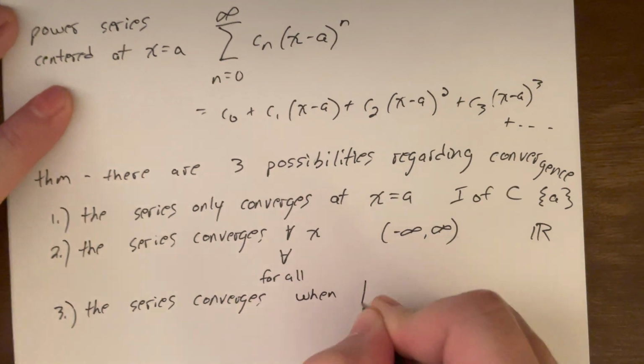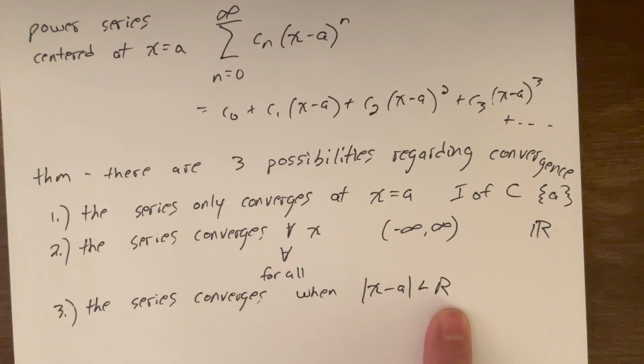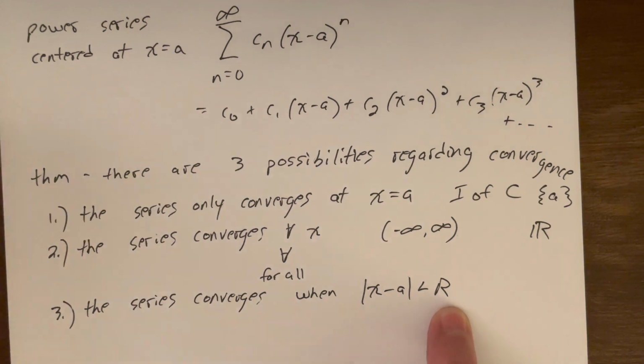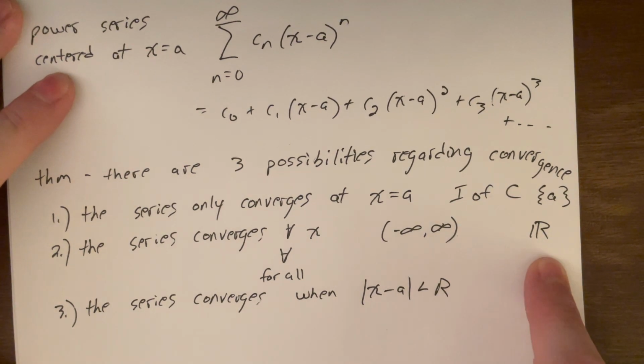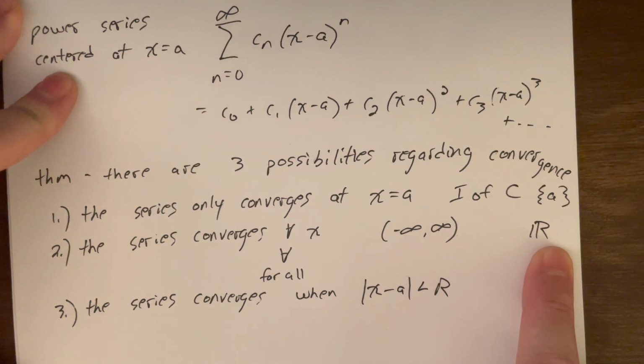when the absolute value of x minus a is less than some value R. Here, notice, those are different r's. This is just a capital R. That, in our book, they always write that as that boldface R.